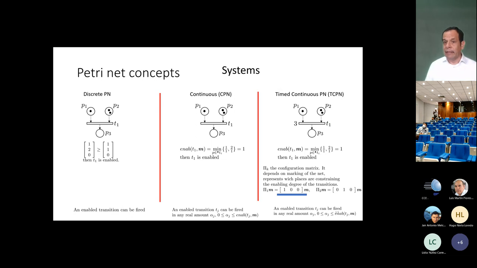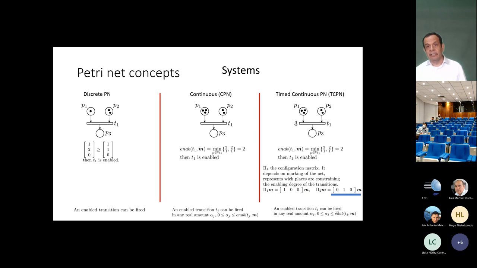Also, in the Timed Continuous Petri Net, I have this configuration matrix. This configuration matrix has as many rows as transitions exist in the Petri net, and as many columns as places exist in the net. For example, in this case, I have only one transition, so this matrix has only one row, and it has 3 columns because I have 3 places. All the entries are 0 except 1, and this one represents the place that is constraining the firing of the transition T1. The number that I put here is the inverse of the weight of this arc.